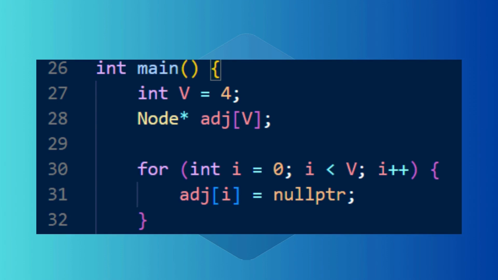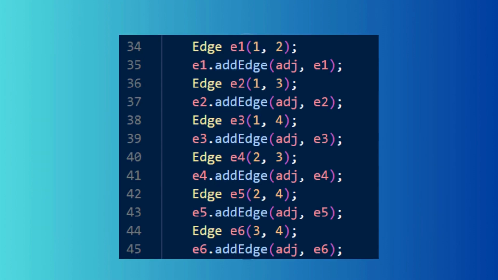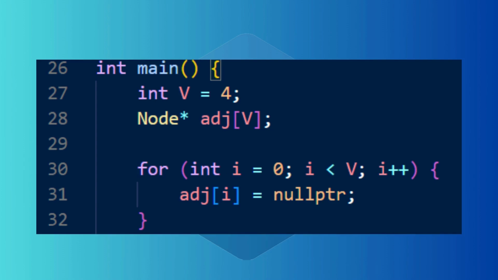And after that you can see I am adding the main function, where I am first assigning the value 4, so there will be 4 nodes in the graph. Then I am assigning the list, which will be the pointers, and then I am using a loop to assign every value to the nullptr. After that I simply add some edges to the graph, for example an edge e1 with 1, 2, I'm adding these values that I created here.